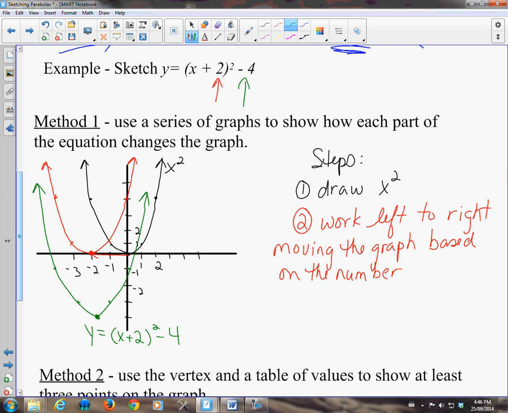So I can see that my vertex is at -2, -4, right from the equation. Opposite the one in the bracket, exactly the same as the number at the end.